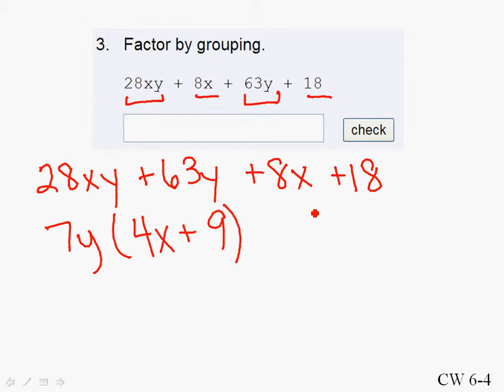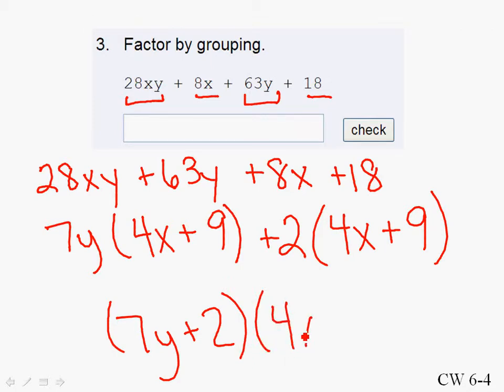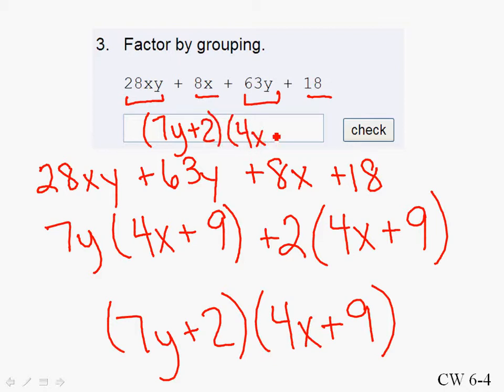For my other pair, my greatest common factor is 2. And when I divide 2 into each term, I'm left with 4x plus 9. Notice my factor is the same when I take out the greatest common factor. Now I can combine 7y and positive 2 as one factor. My other factor is the 4x plus 9. Okay, so my answer is 7y plus 2 times 4x plus 9.